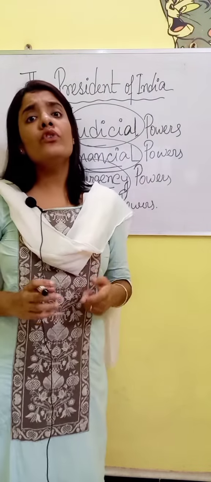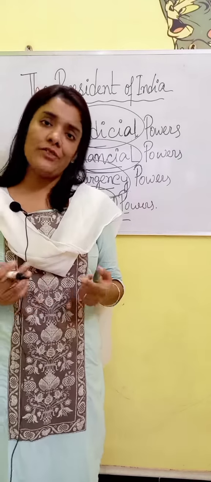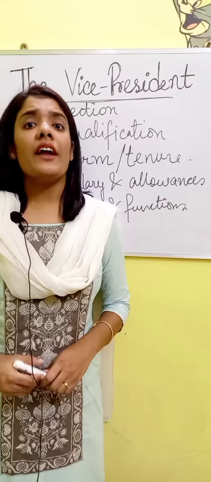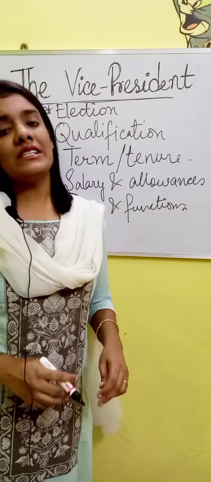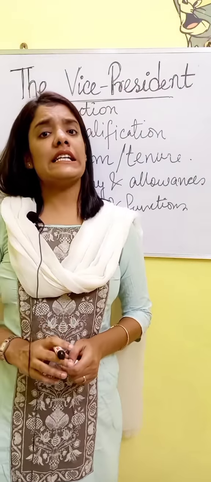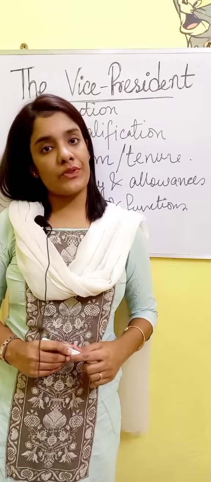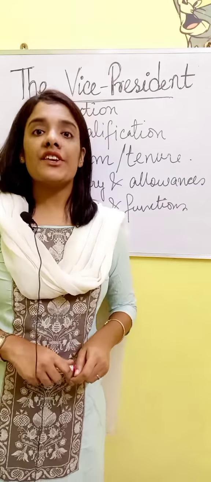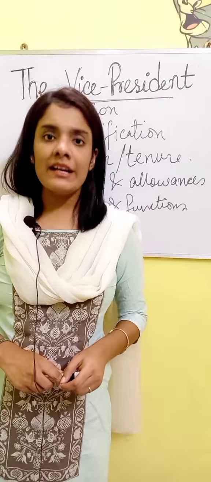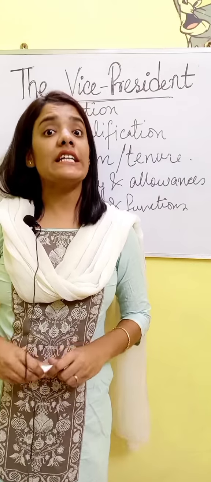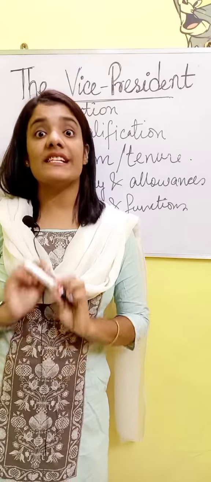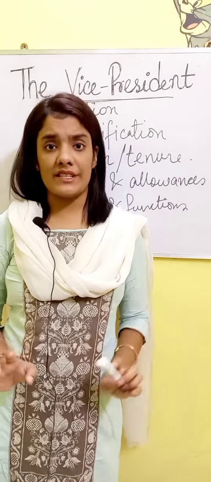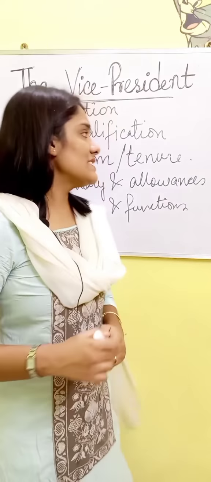Now we will move on to the Vice President of India. At first, we will study the election of the Vice President of India. Students, the Vice President of India is elected by the single transferable vote system. The election involves the members of the Lok Sabha and the members of the Rajya Sabha, but it does not involve the members of the Vidhan Sabha, the State Legislative Assembly. So this is the election process.